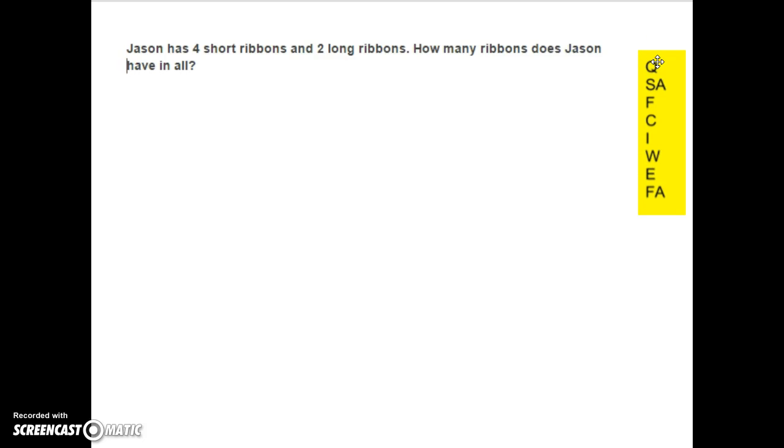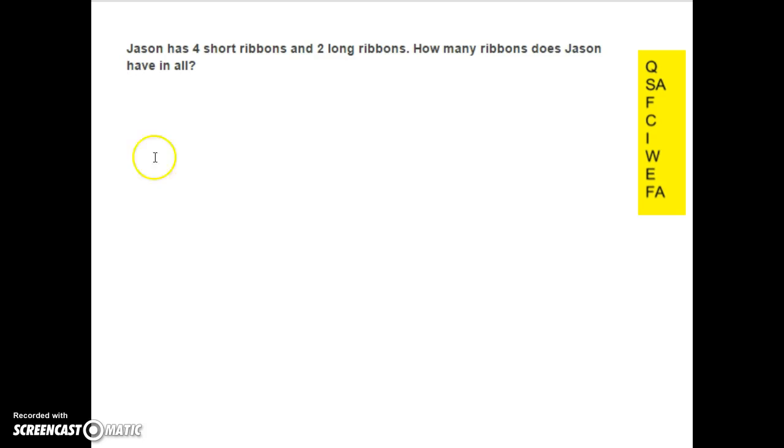Quick, stop and find clues. It's wonderfully easy for all. To get started with the problem, my first job is to Q. Read the question. Jason has 4 short ribbons and 2 long ribbons. How many ribbons does Jason have in all? My next job in the list is to write the statement for my answer.